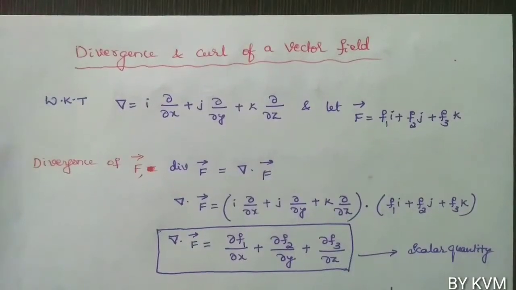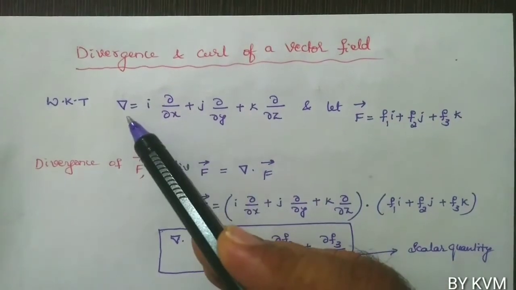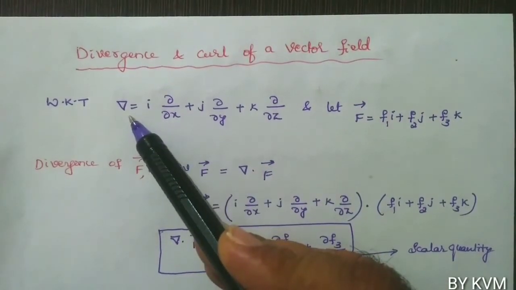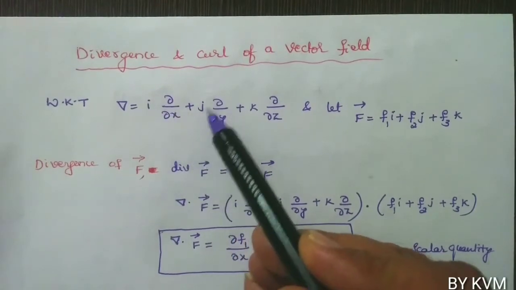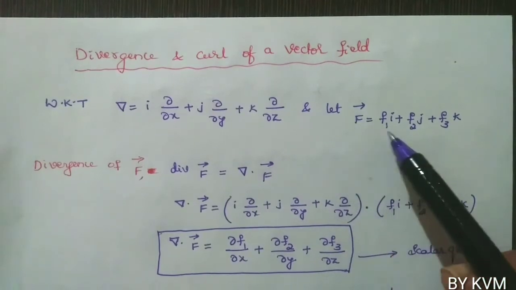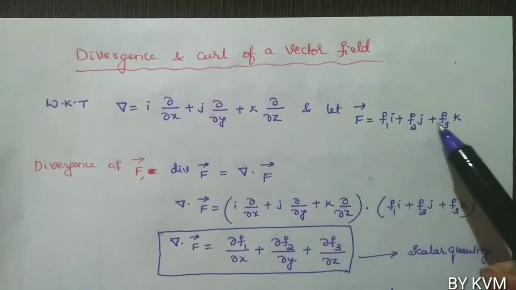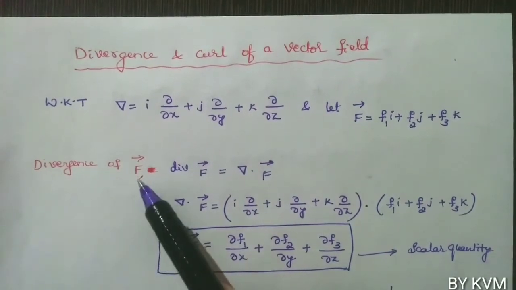Now let us deal with a new concept, divergence and curl of a vector field. We know that del is the vector differential operator, which is given by i ∂/∂x plus j ∂/∂y plus k ∂/∂z, and let vector f be f1 i plus f2 j plus f3 k. Then divergence of vector f.